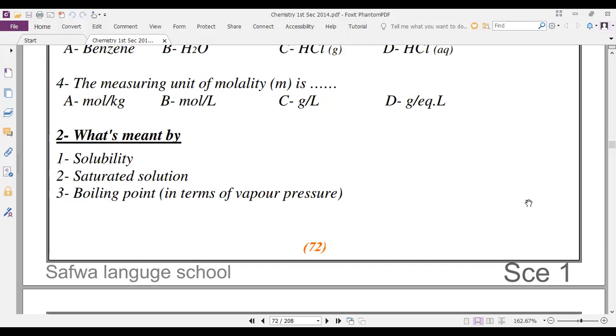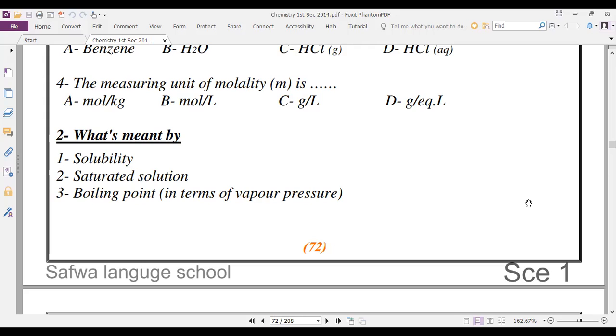Give me a second. Take your time. It's the mass of solute dissolving in 100 gram of solvent at a certain temperature. Right, it's solubility. Okay. Number two, saturated solution.